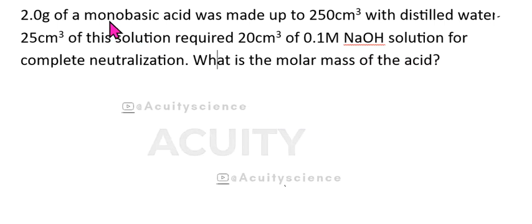Okay, 2 grams of a monobasic acid was made up to 250 cm cube with distilled water. 25 cm cube of this solution, that's the solution of 2 grams in 250 cm cube, required 20 cm cube of 0.1 molar, this means 0.1 mole per dm cube, of sodium hydroxide solution for complete neutralization. We are supposed to find the molar mass of the acid.